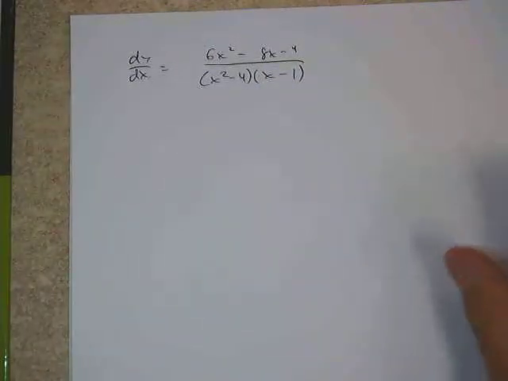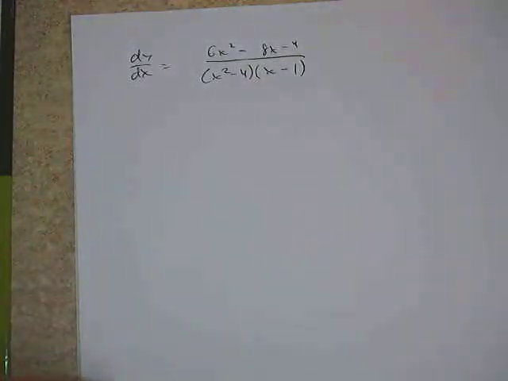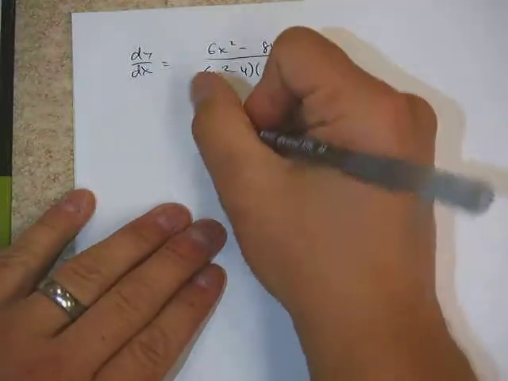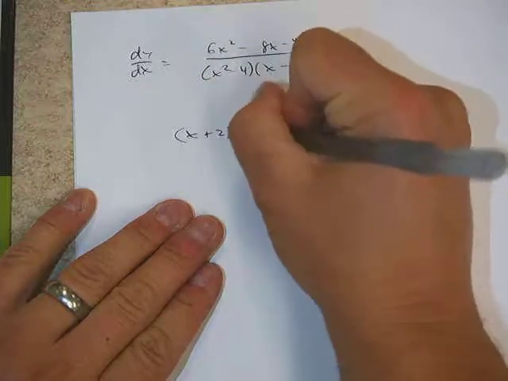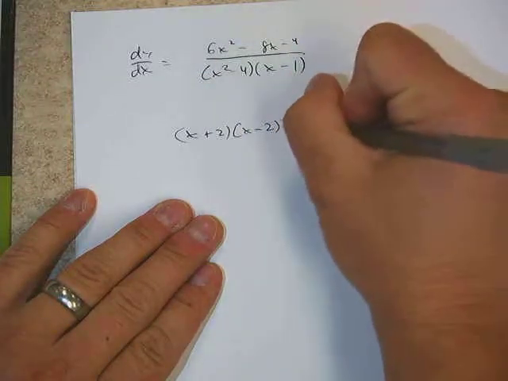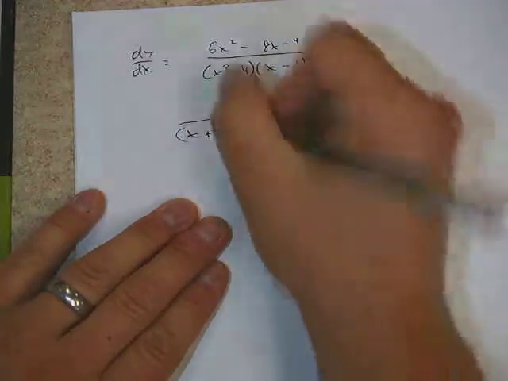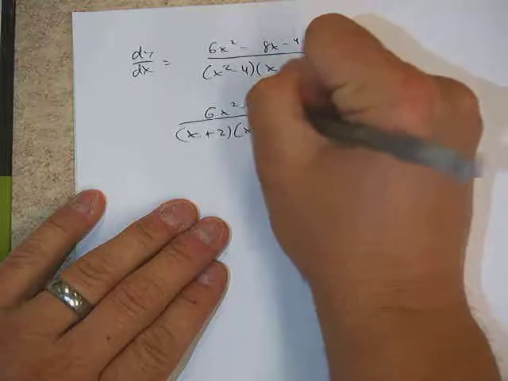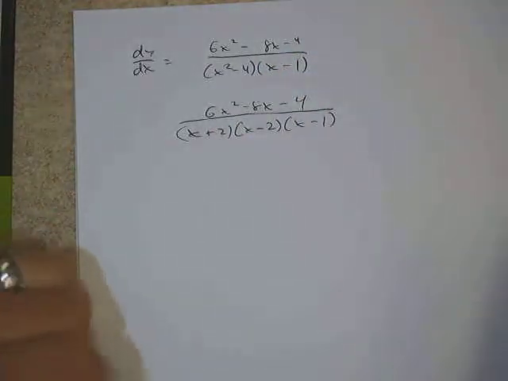One more example I want to look at here with integration by parts, and that's the following. We're going to see that we're going to have a differential equation, and it's going to be essentially the same directions here. We're going to have 6x squared minus 8x minus 4 on top this time. And we're going to have x squared minus 4 times x minus 1 on the bottom.